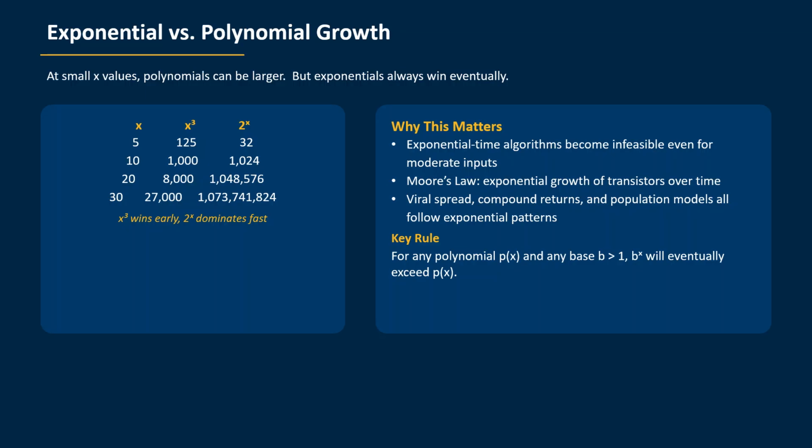But at x equals 20, x cubed gives 8000, while 2 to the 20 gives over 1 million. And at x equals 30, x cubed reaches 27,000, while 2 to the 30 exceeds 1 billion. This dramatic divergence illustrates the key rule: exponential functions always eventually dominate polynomial functions, no matter how large the polynomial degree. The crossover may happen late, but once it occurs, the exponential pulls away at an accelerating pace. This principle underlies why exponential growth in population, computing power, and compound interest becomes so dramatic over long time horizons.